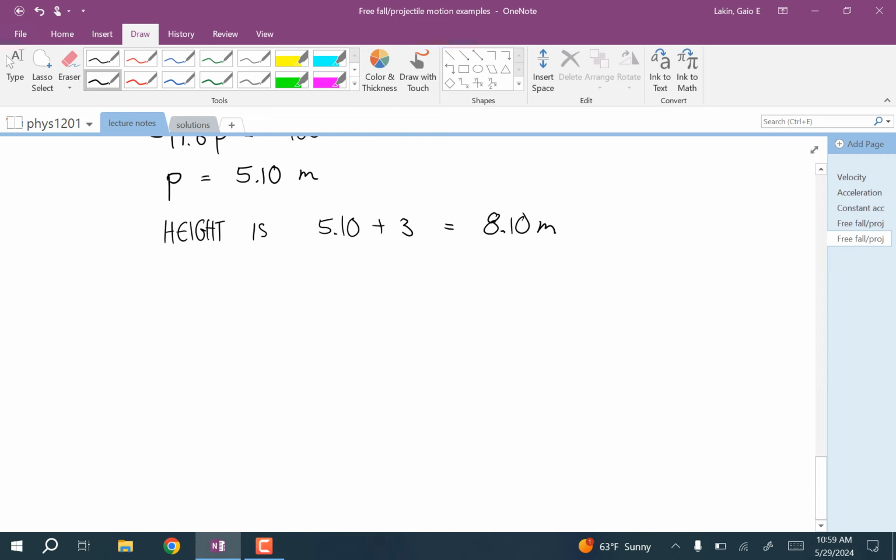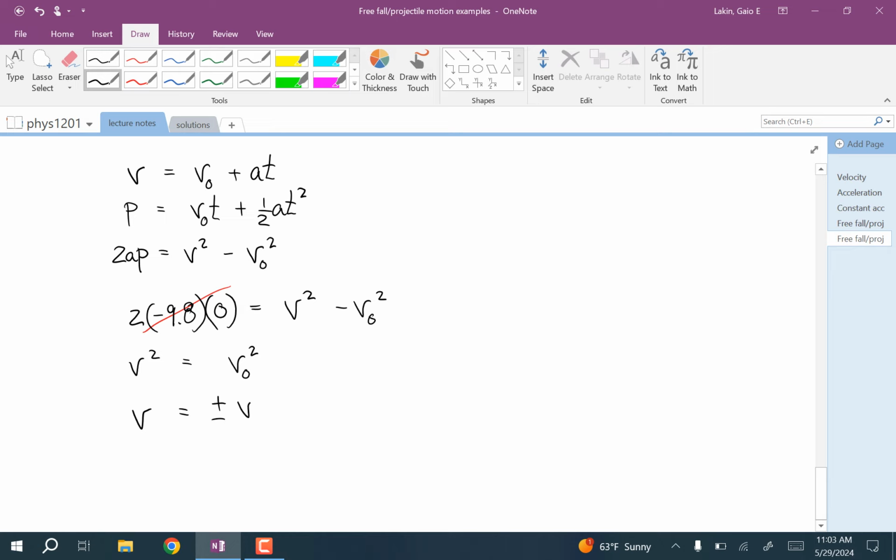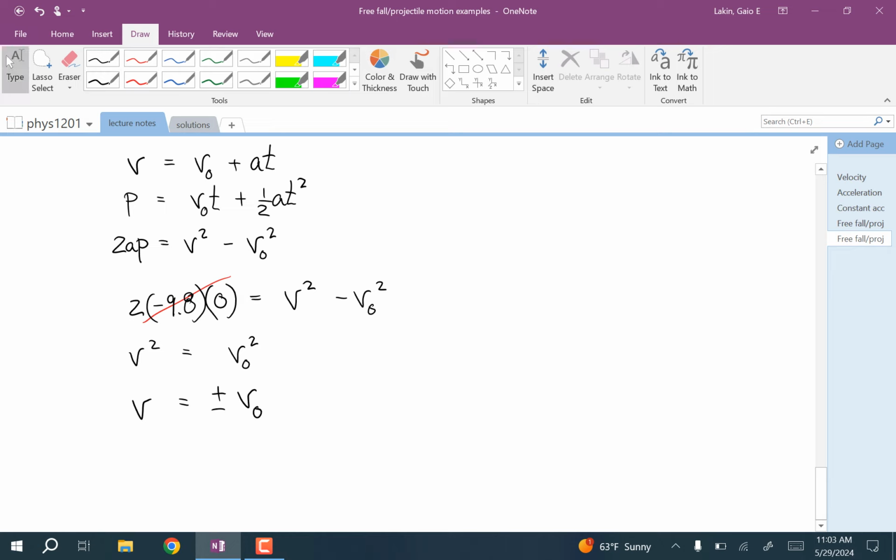Note that negative. So basically, what I did is add v0 squared to both sides and then just switch the sides. And so if you take the square root of both sides, what you get is v is, when you take the square root, you have to take into account the plus or minus. So v is plus or minus v0.